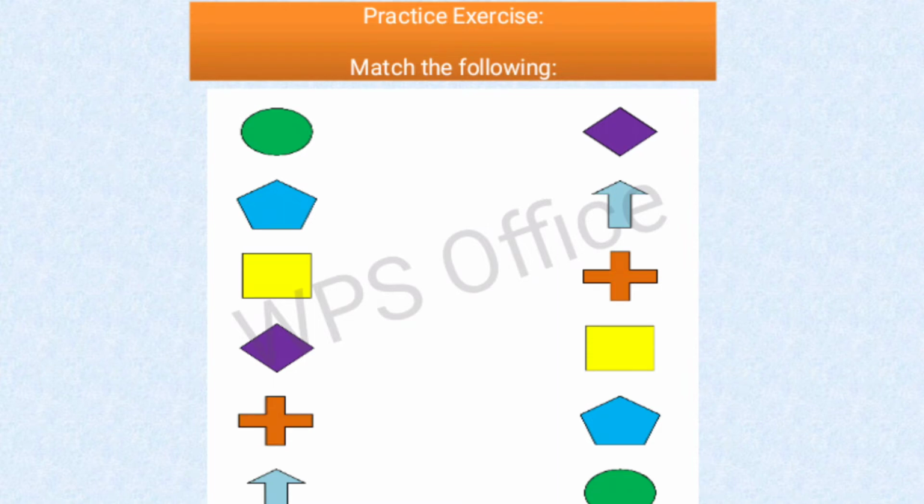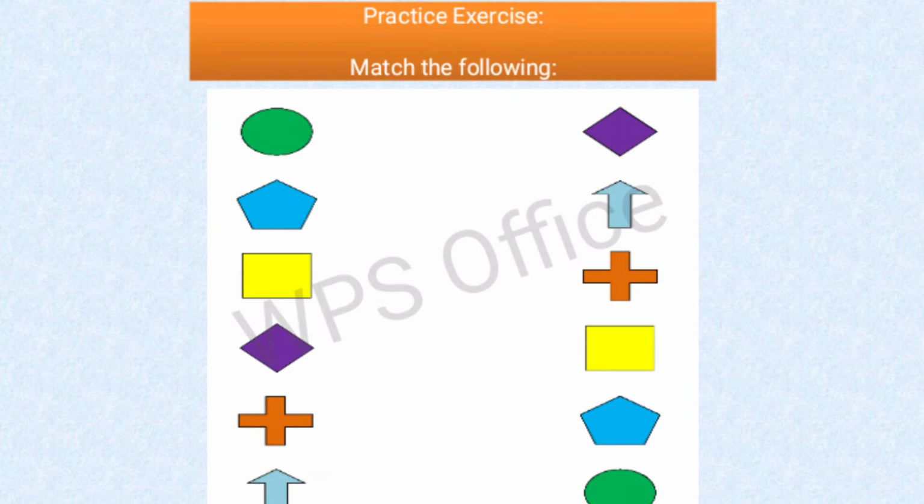Yes, the figure will be matched with the 6th figure, that is the last figure on the right hand side. Very good. Now, who will tell me that the second figure, that is blue in color, will be matched with which of the figures on the right hand side? Yes, the figure will be matched with the second last figure, that is blue in color.